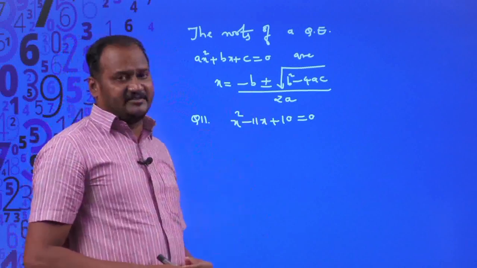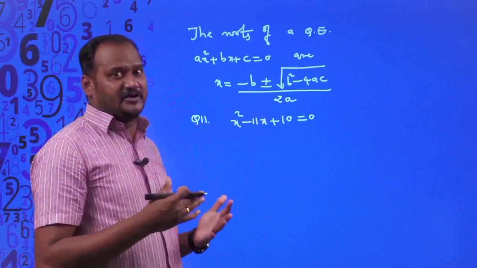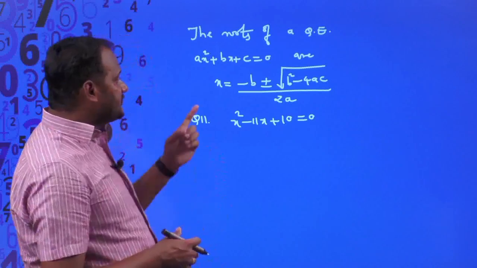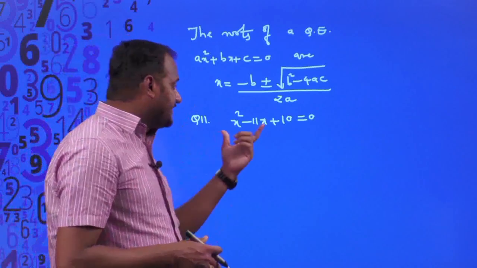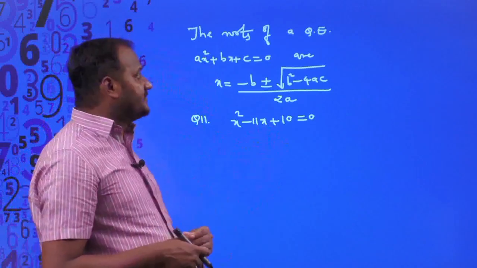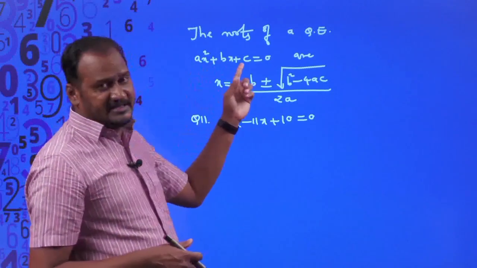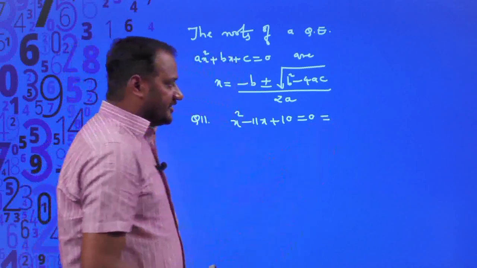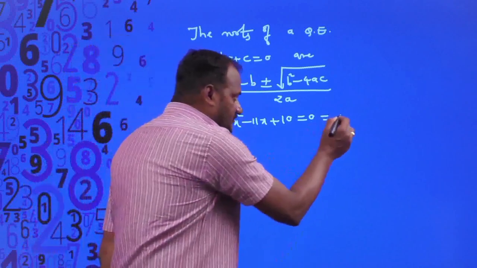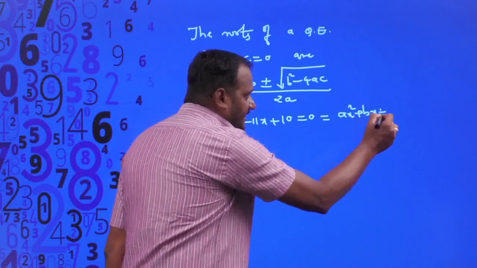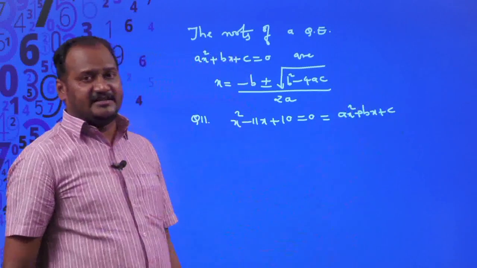But since we derived the formula, let us see how far this formula works out to find the roots. Before you use the formula, you will have to compare the given equation with the standard form of quadratic equation just to identify the values of a, b, c. So I am writing the quadratic equation in the standard form, which is ax square plus bx plus c. Now identify the values of a, b, c.